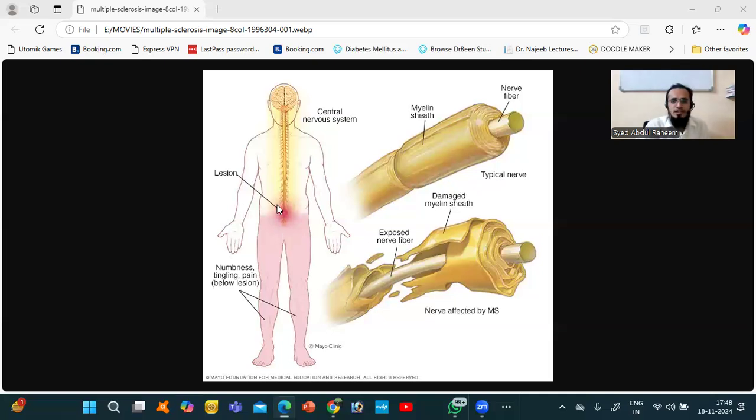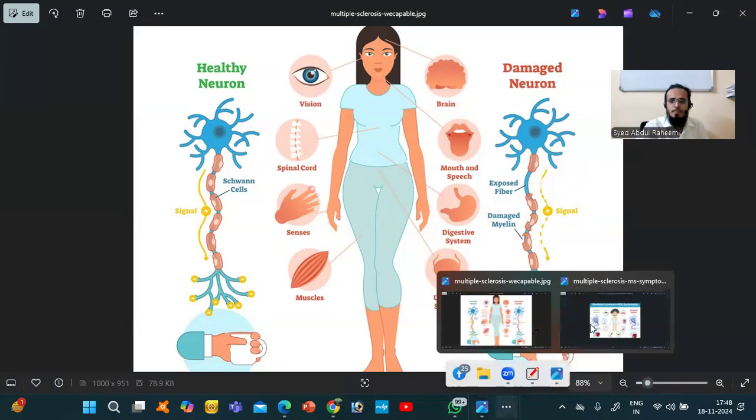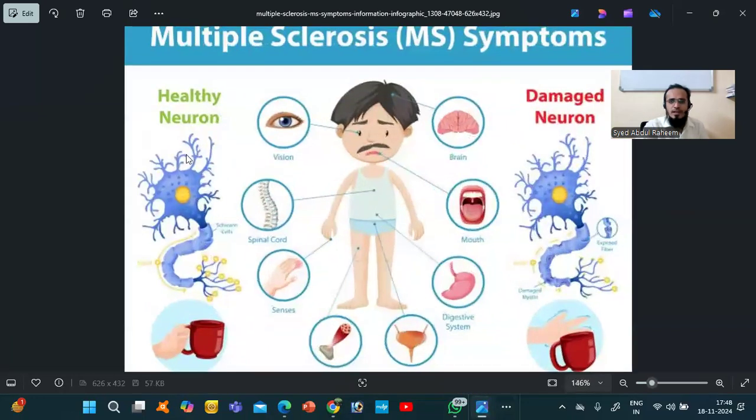So you can see lesions, central nervous system issues, numbness, tingling, pain. These are the things you can see. In another image, you can see that this is the damaged neuron, and this is the healthy neuron. So what will be affected: brain, vision, mouth and speech, digestive system. Wherever the problem is, you can see the symptoms: muscles, senses, urinary system, spinal cord, everything will be affected. So this will give the clarity.